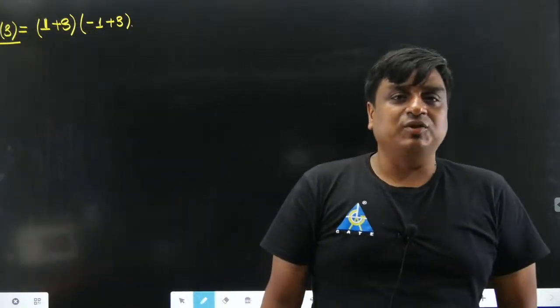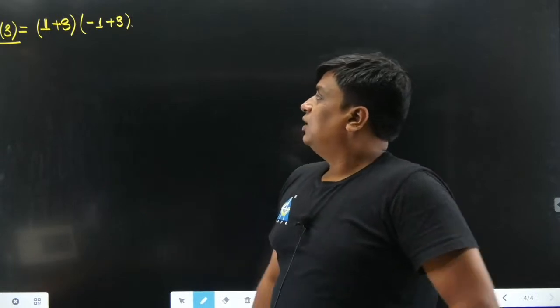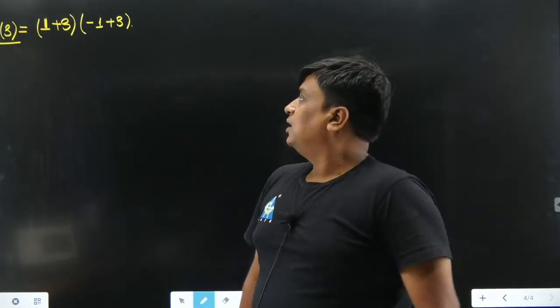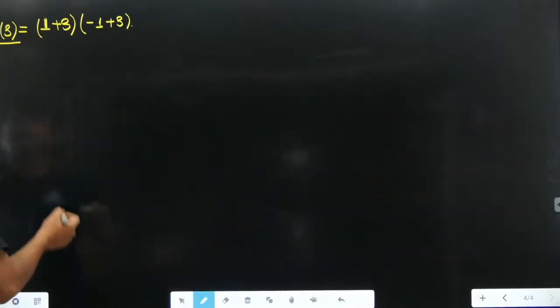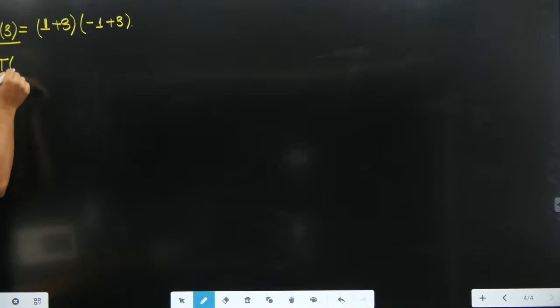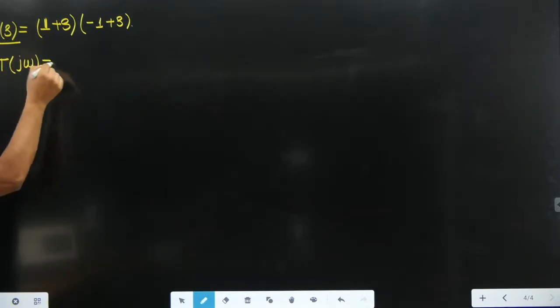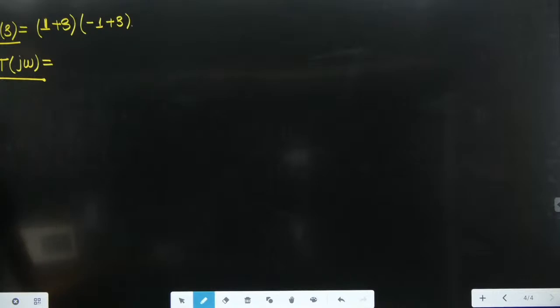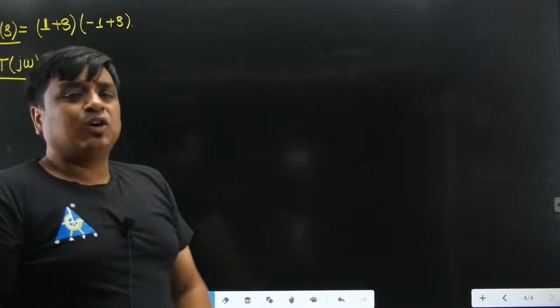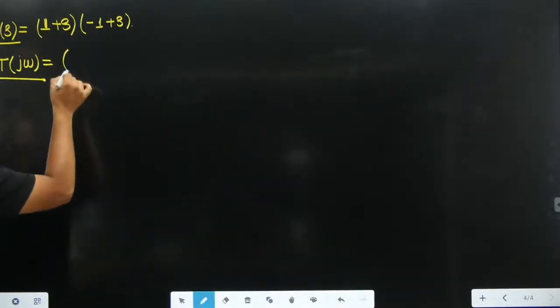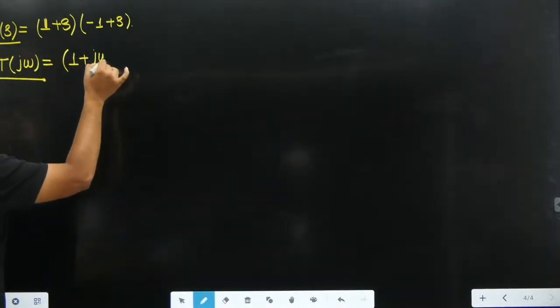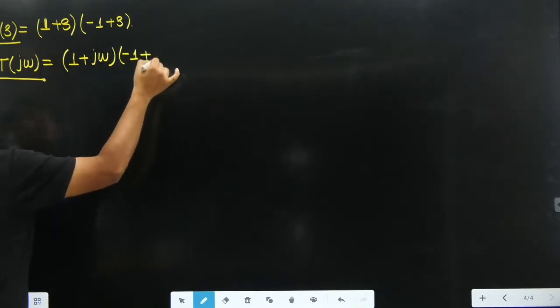Anyway, tell me how much angle would be offered by this system. The transfer function is defined as the multiplication of two factors. The first factor is 1 plus s, and the second factor is minus 1 plus s. The calculation has to be performed over the frequency domain, so it is the right time to map the value from the s domain to the omega domain, or simply s is replaced with j omega. If we do so, what would happen? 1 plus s becomes 1 plus j omega, and here it becomes minus 1 plus j omega.